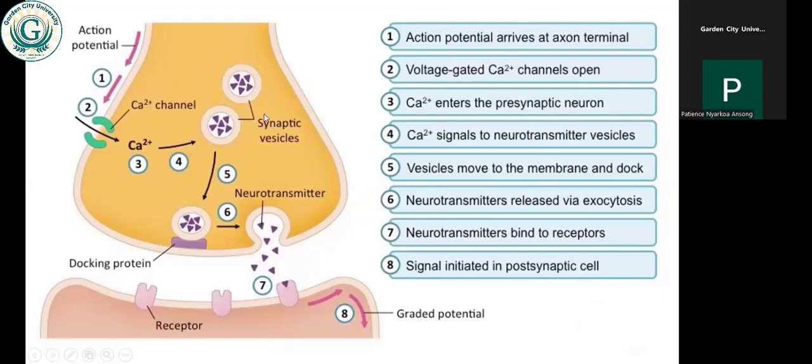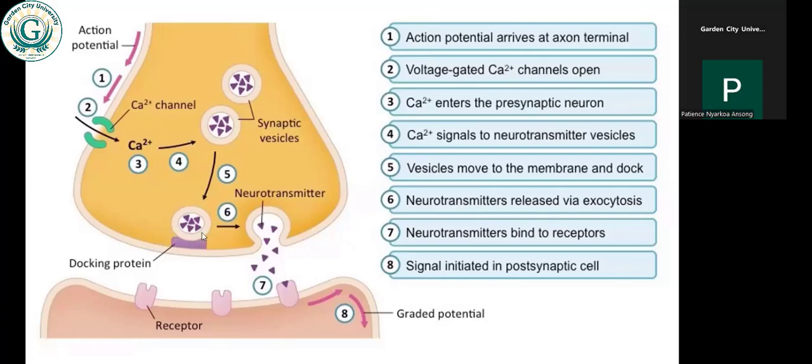When the action potential gets to the axon terminal, first of all, it triggers voltage-gated calcium channels to open. Calcium, since we have a lot of calcium outside than the inside, will move from the higher concentration outside to the inside of the cell. The presence of calcium inside the cell is going to trigger synaptic vesicles within the axon terminal containing neurotransmitters to move to the surface of the cell membrane.